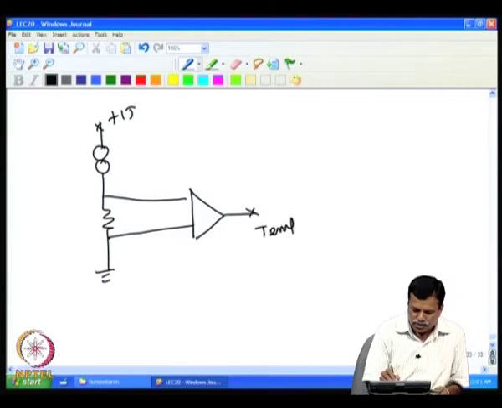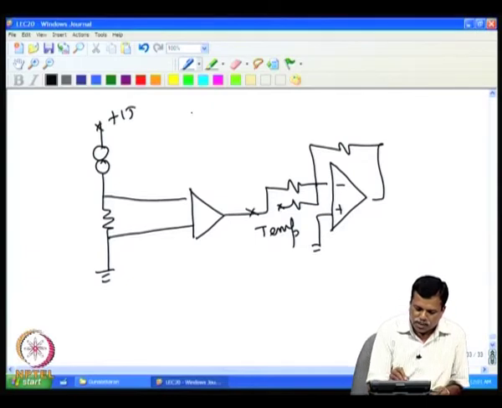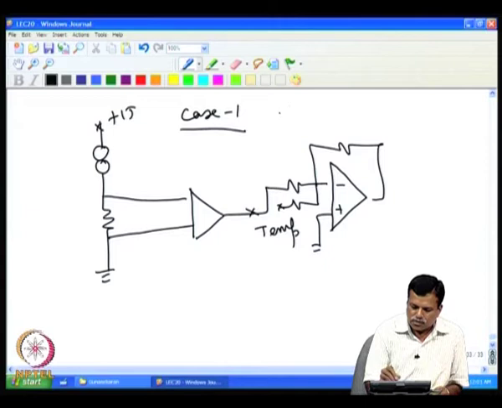Of course, the base voltage has to be subtracted if you want to make a temperature measurement. So, that has to be done. That is in one case. So, case 1, voltage based measurement.